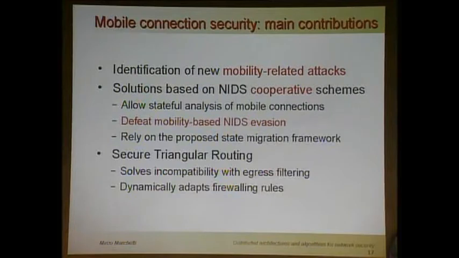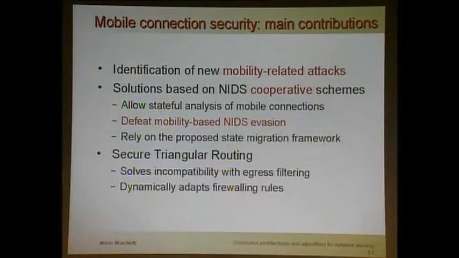In this context, we use our state migration mechanism in order to make the network intrusion detection systems deployed in the networks involved in the node roaming exchange their internal state, so that the state follows a mobile node while it roams through different networks, allowing the network intrusion detection system to perform, for the first time, stateful analysis. Moreover, we developed secure triangular routing, which is a novel routing scheme for mobile IP that is able to solve the incompatibility between triangular routing and egress filtering, so that we can achieve the same performance of triangular routing without the need for security policy relaxations.